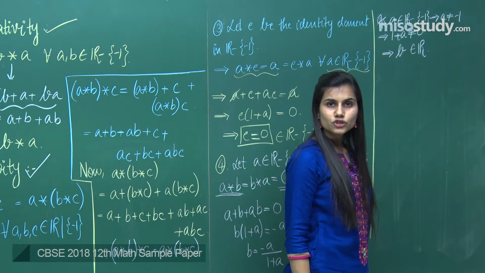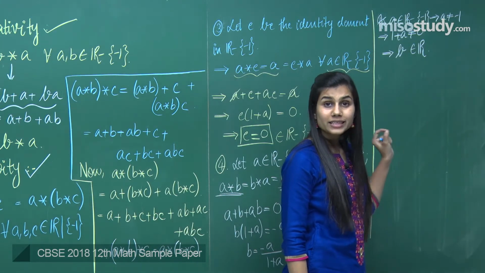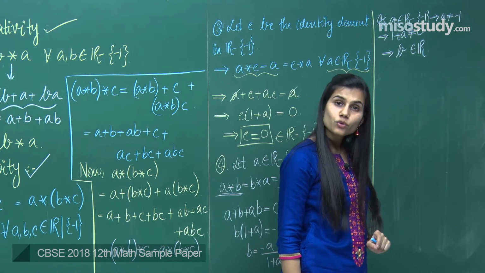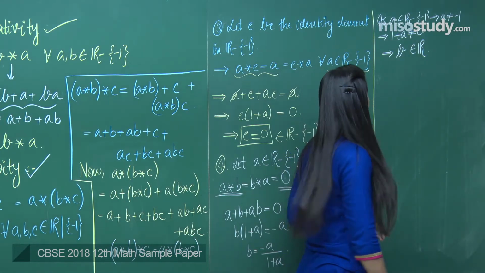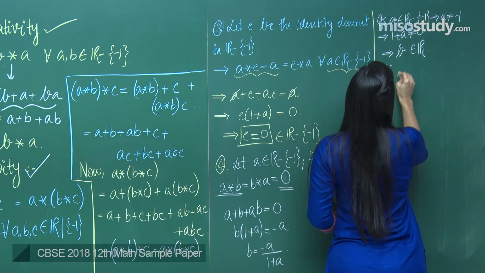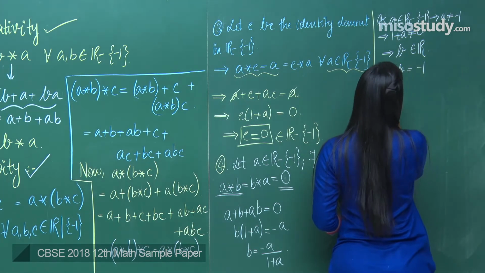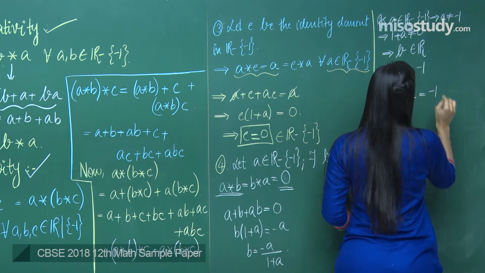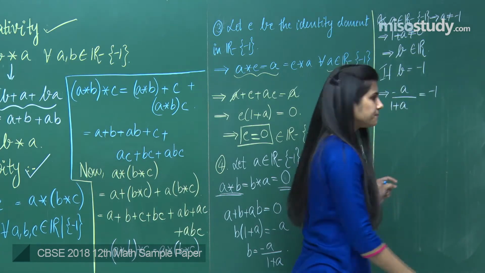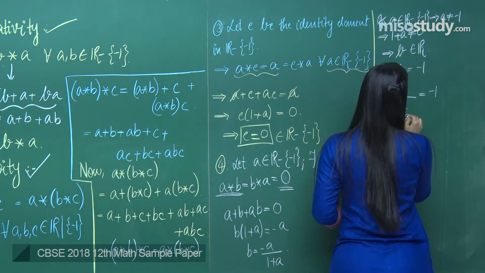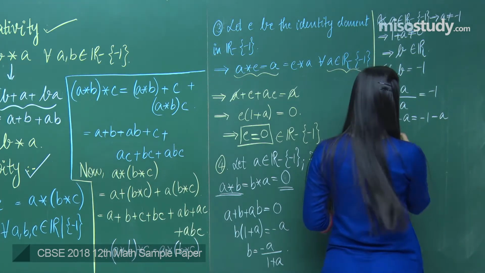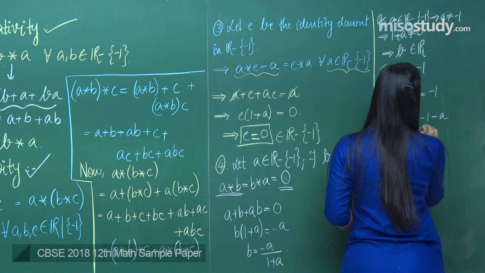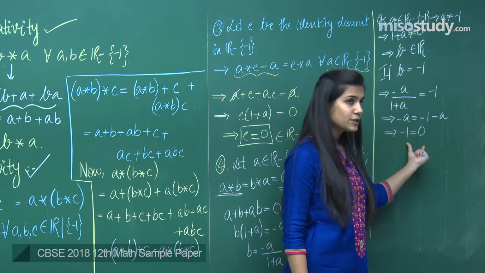The only thing left to show is that B is a real number, but it is not equal to minus 1, because only then can this B belong to R minus 1. So if B is equal to minus 1, this means minus A upon 1 plus A is minus 1. Suppose it is minus 1. This means what? Minus A equals minus 1 minus A. This means what? Minus 1 equals 0.